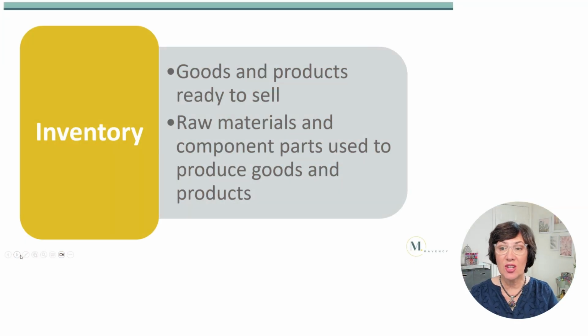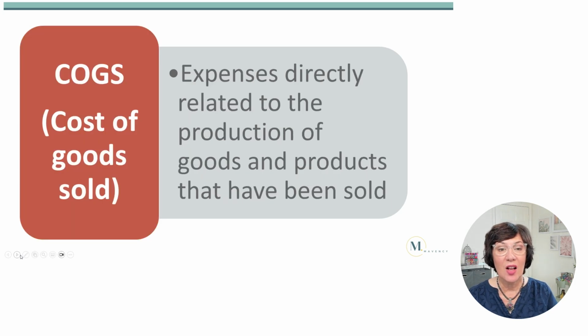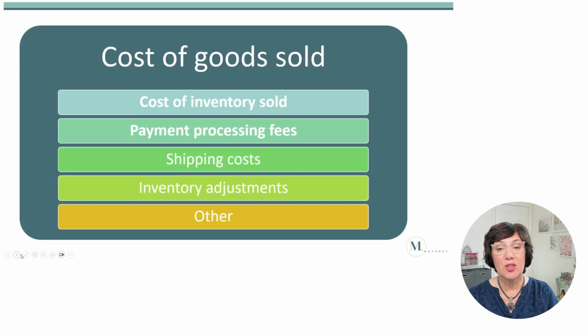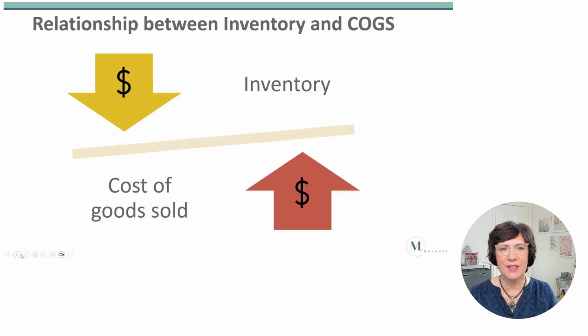Inventory refers to the goods and products that are ready to sell, as well as raw materials and component parts that are used to produce goods and products. Cost of goods sold, also known as COGS, refers to the expenses that are directly related to the production of goods and products that have been sold. Cost of goods sold may also include the cost of inventory sold, payment processing fees, shipping costs, inventory adjustments, and other types of expenses.